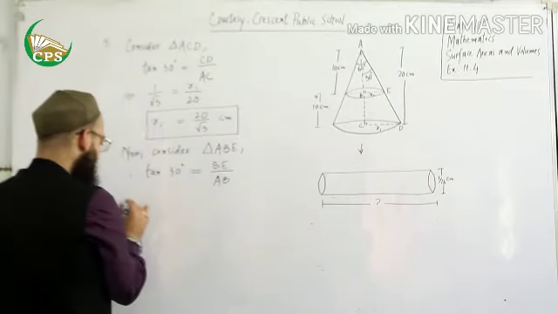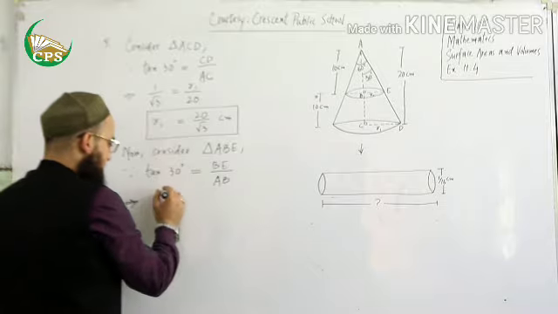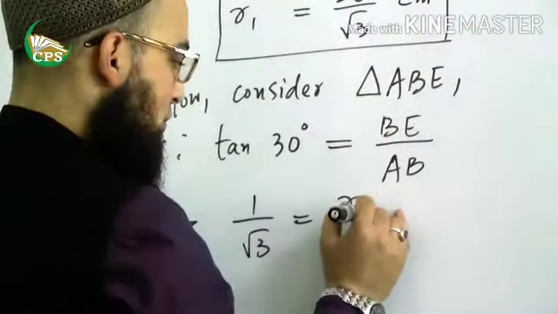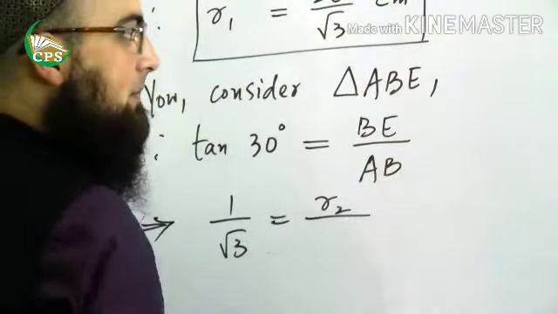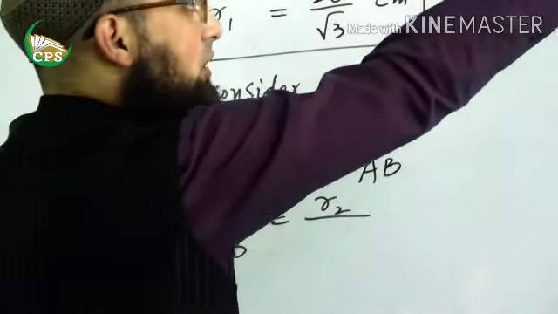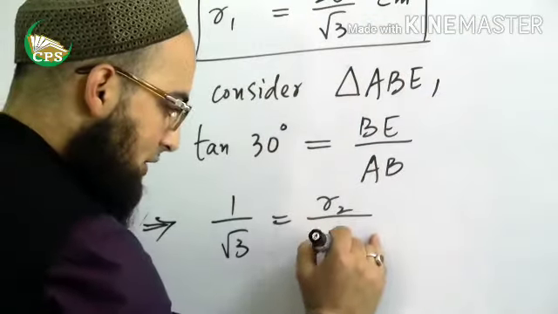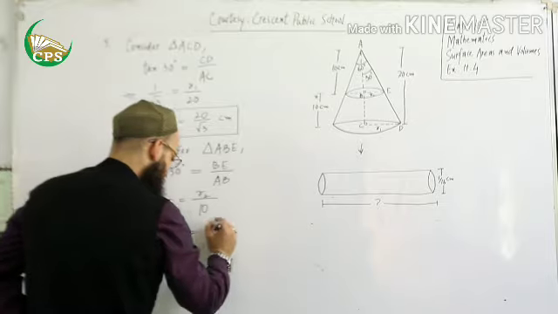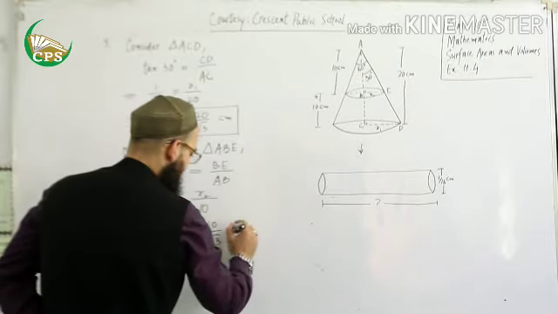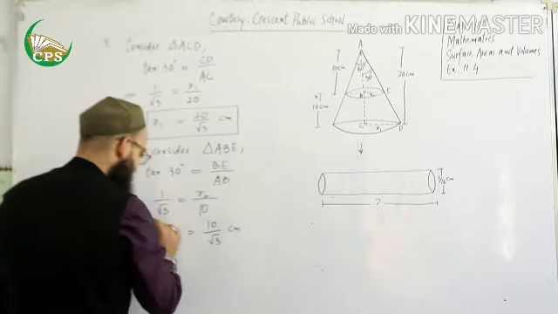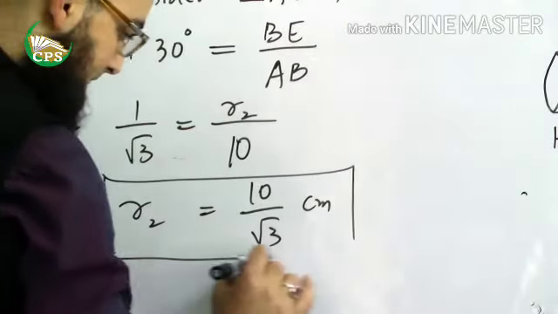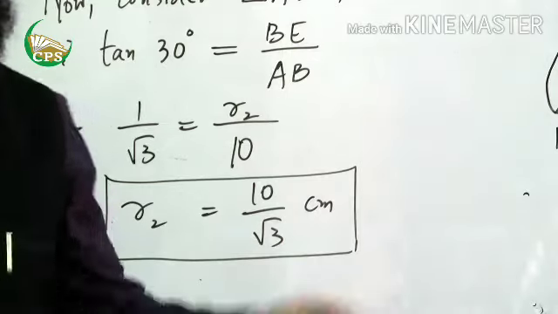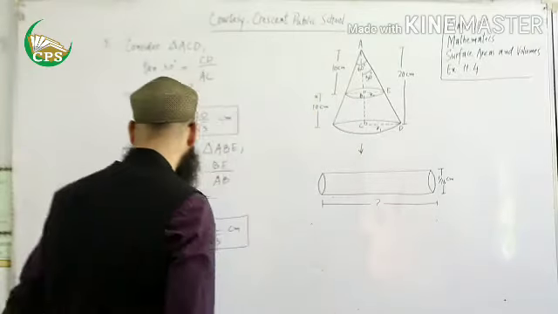Got it? Now tan 30 degrees is equal to 1 by square root of 3, which is equal to BE, that is R2, divided by AB. AB is the height of the smaller cone, that is 10 centimeters. So you can write 10. Therefore, R2 is equal to 10 divided by square root of 3 centimeters, and that is the lower radius or the smaller radius of the frustum of a cone.